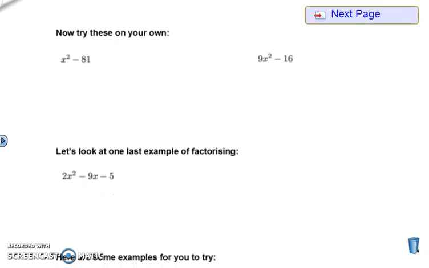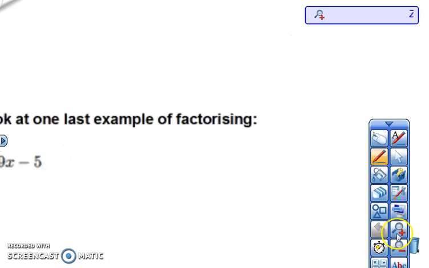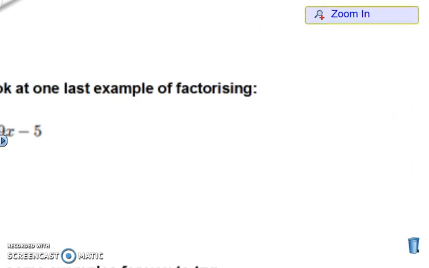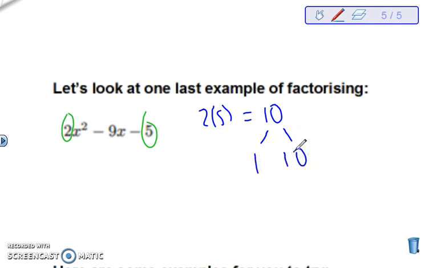All right, last example. What do we do when that first term is not a 1? This is going to work the same way. Basically what we're going to do is take the factors of the first and last term. So 2 times 5, I'm going to multiply them together. 2 times 5 equals 10. I'm looking for something that will multiply to 10 with a difference of 9, because 9 is the middle term. So if I take 1 and 10, I can subtract those to get a negative 9.